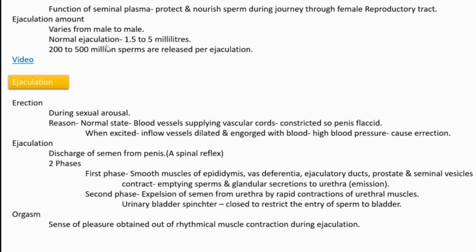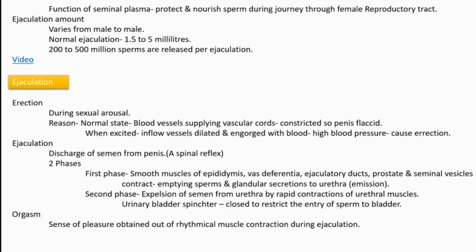Then you need to know about the ejaculation amount. It varies from male to male. What is the amount of semen passed out by a male during one ejaculation? That amount varies from male to male. In one normal ejaculation, 1.5 to 5 milliliters are passed out, and that contains about 200 to 500 million sperms.